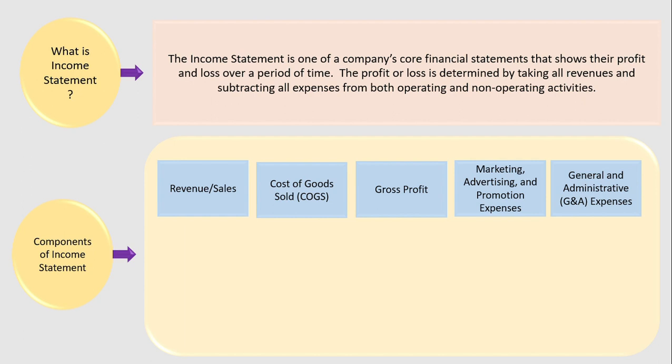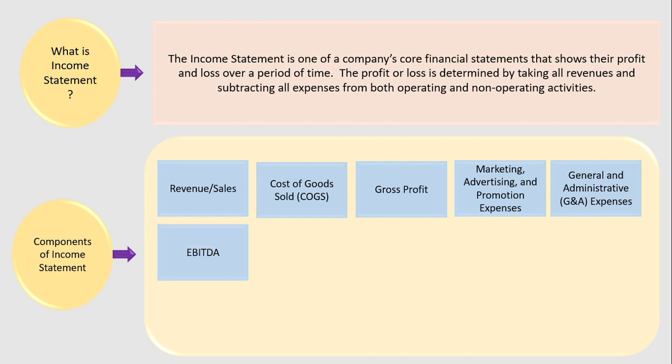Next, general and administrative expenses. The general and administrative section contains all other indirect costs associated with running the business. This includes salaries and wages, rent and office expenses, insurance and travel expenses, and sometimes depreciation and amortization along with other operational expenses. Next, EBITDA.